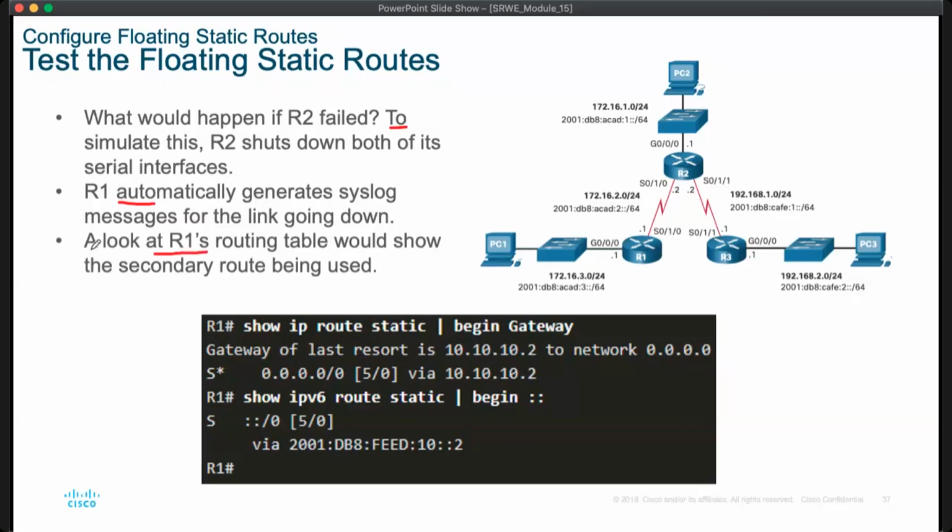A look at the R1 routing table will show the secondary route being used.